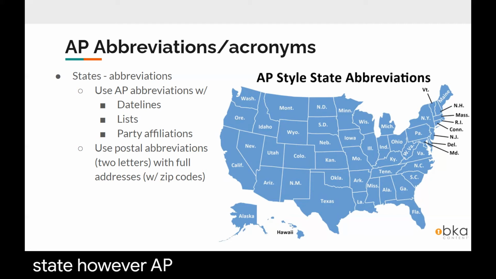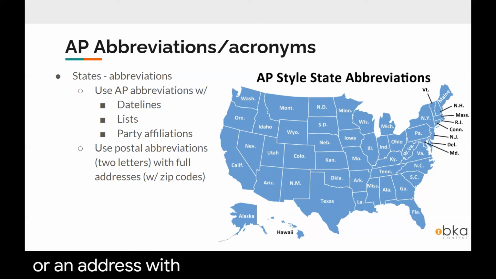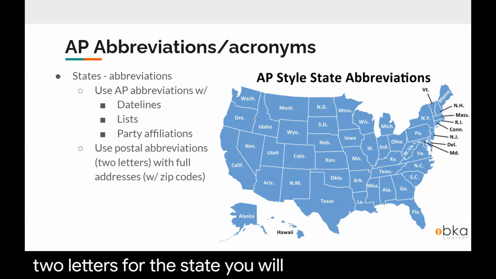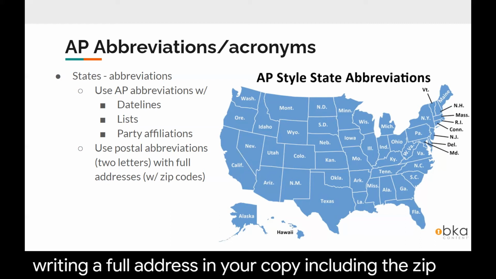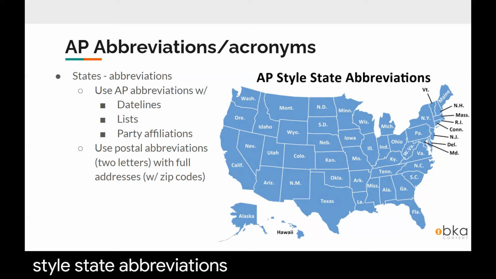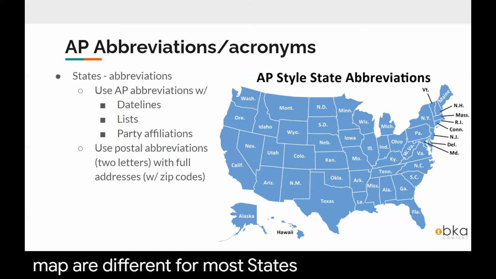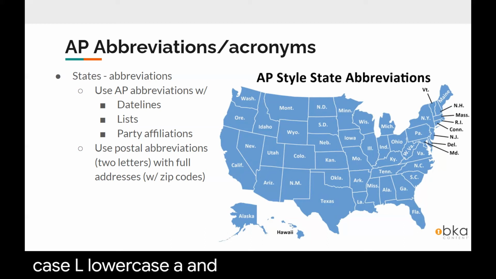However, AP abbreviations are different from postal abbreviations. You're used to writing out a letter or an address with the postal abbreviations, which are 2 letters for the state. You will only do that if you're writing a full address in your copy, including the zip code. Otherwise, you're going to need to use the AP style state abbreviations, which you can see in this map are different for most states. And for Alabama specifically, it's going to be capital A and then lowercase l, lowercase a, and period.